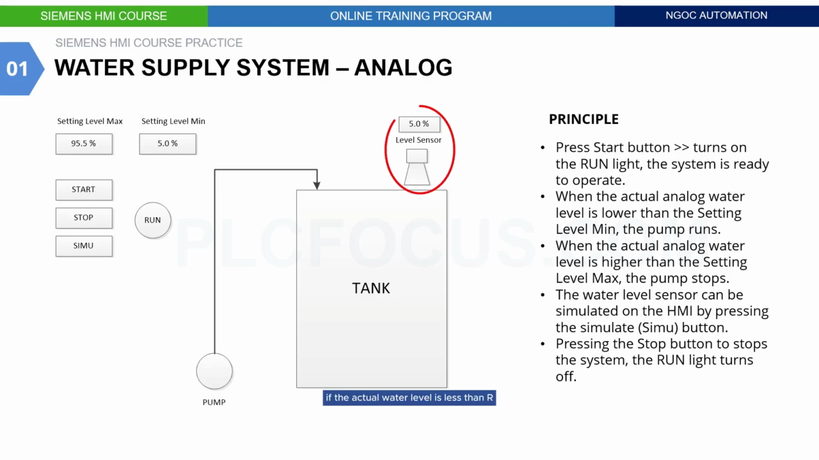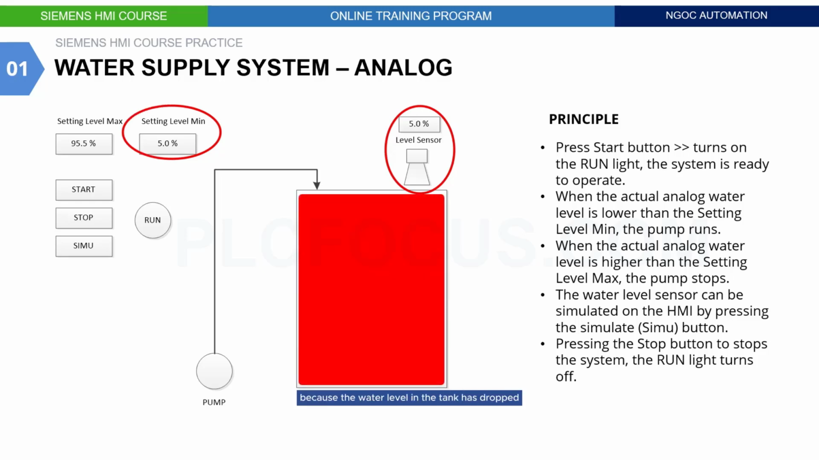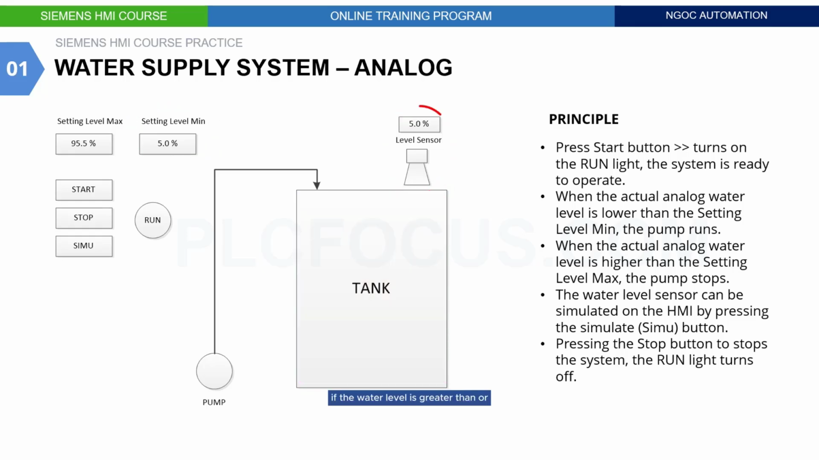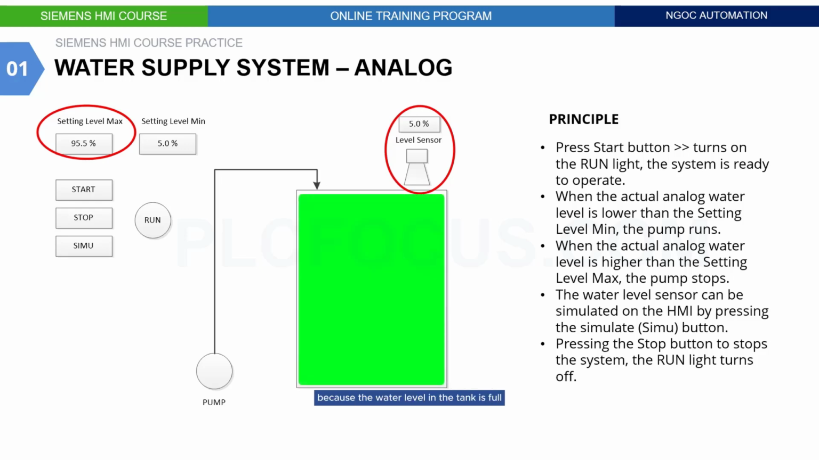If the actual water level is less than or equal to the set min level, the pump will run, because the water level in the tank has dropped. If the water level is greater than or equal to the set max level, the pump will stop, because the water level in the tank is full.